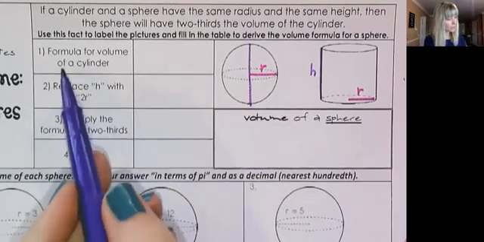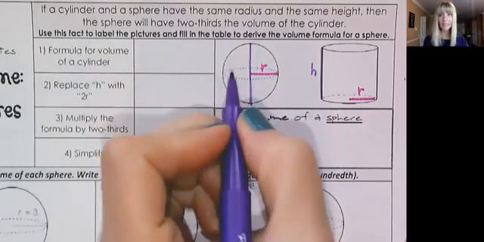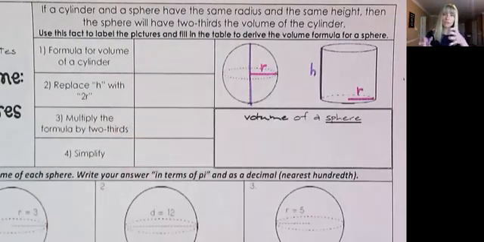So it says right here, the formula for volume of a cylinder, because he was able to find some relationship when he filled up the sphere. Do you remember when he filled up the sphere with the blue water and then he filled up the cylinder? How much of the cylinder did it take up?